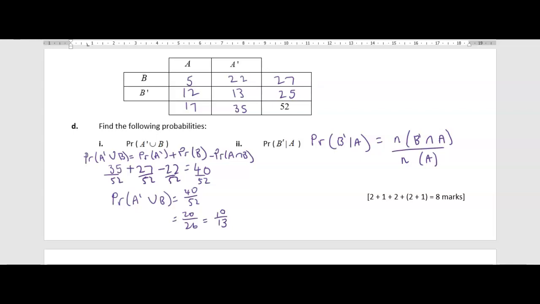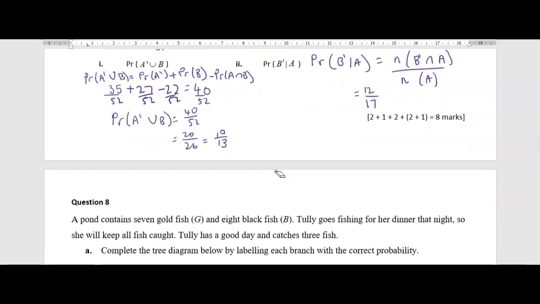Okay, so let's look for the cell with not B and A. So not B and A is here, which is 12. So it's going to be 12. And over A is 17. So 12 over 17. Okay, I'm just going to get rid of that so it doesn't stay on my sheet.